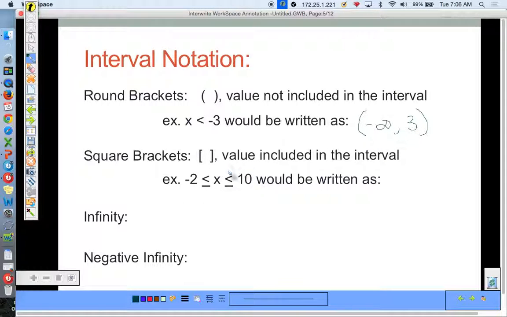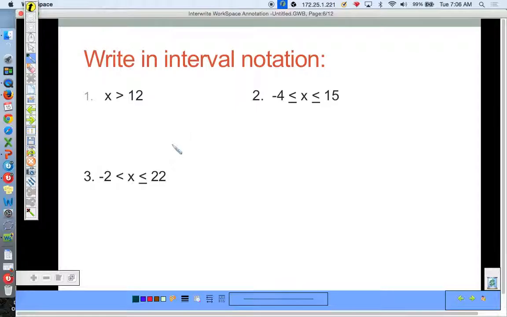You use square brackets if it's included. So for example, if it's between -2 and 10, you'll notice we don't have the x there, but we just have the brackets and the rounded. In infinity, again, we use our infinity symbol, and negative infinity. So this is just if it goes on in the positive direction forever, or if it goes on in the negative direction. So take a minute and pause this and try writing these in interval notation.